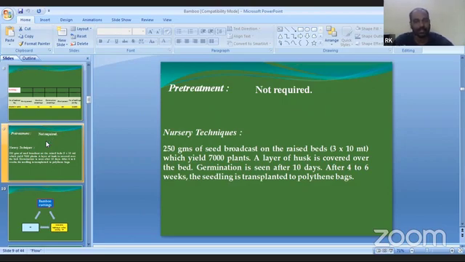What are the nursery techniques? I take 250 grams of seeds, as an example. 250 grams of seeds are broadcast on a raised bed of 3 by 10 meters, which yields 7,000 plants. A layer of husk is covered over the bed. Germination is seen after 10 days. After 4 to 6 weeks, the seedlings are transplanted to polybags. First, I take the 250 grams of seeds. Then I prepare a small mother bed.